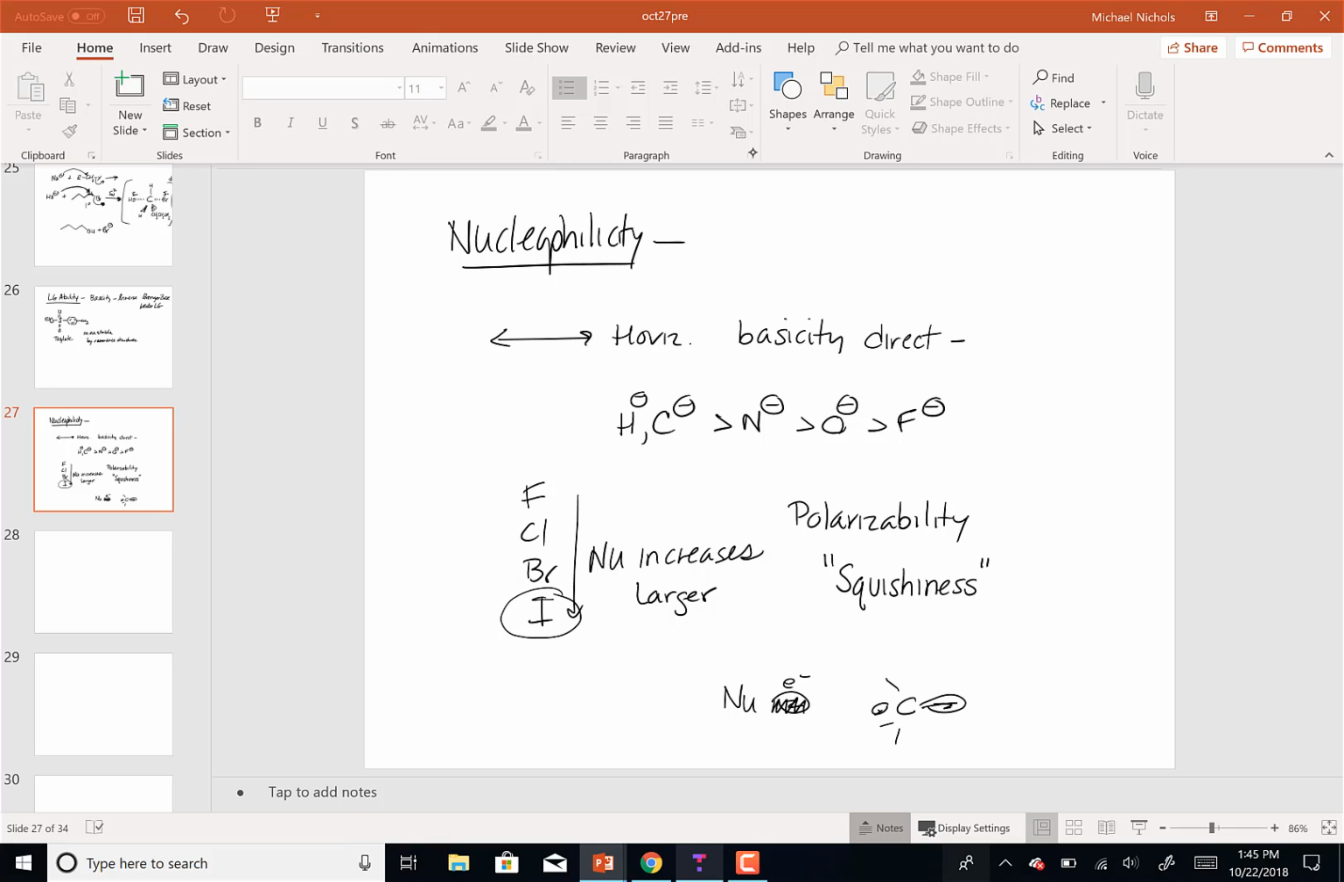Now, OH minus is better than all the halogens. But iodine's better than fluorine.